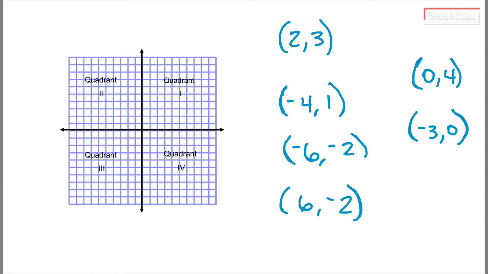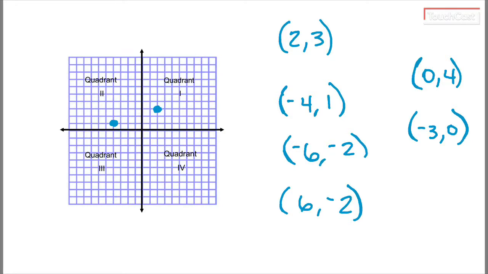Here we have 6 ordered pairs, and we're going to place them on our coordinate plane. First we have 2, 3, so we start at the origin, we go 1, 2 to the right, then 1, 2, 3 up. There is that ordered pair. Next we have -4, 1, so we're going to go to the left, so 1, 2, 3, 4 to the left, then up 1, so there is the ordered pair.